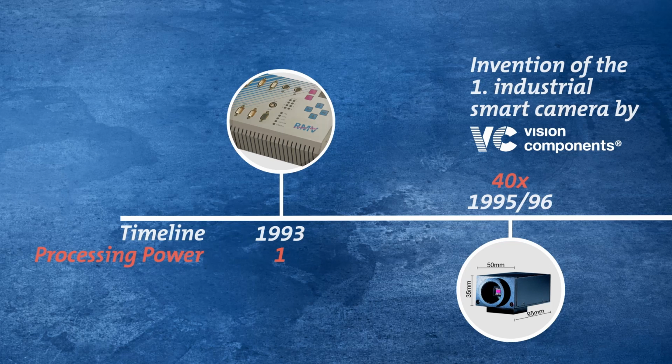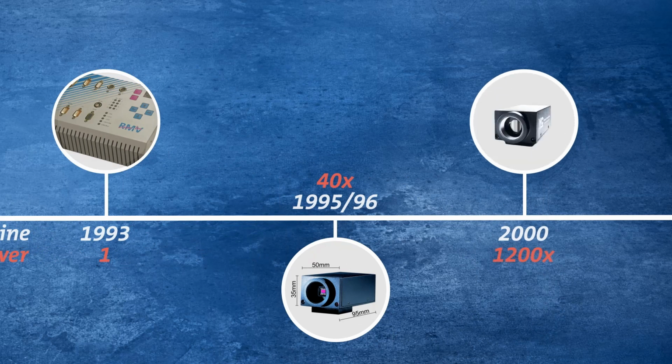Then we stay with the form factor. We come to roughly the year 2000. Then we switched to a DSP from the company Texas Instruments, which in comparison to our reference had now a computational power of 1200. So the jump in computational power was huge while still keeping the compact form factor.